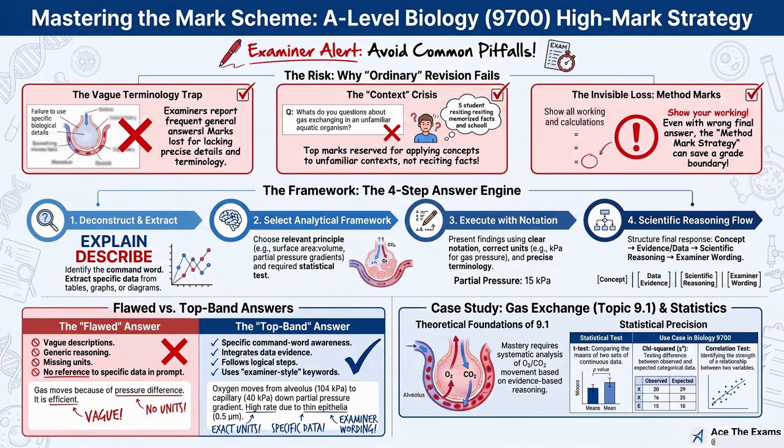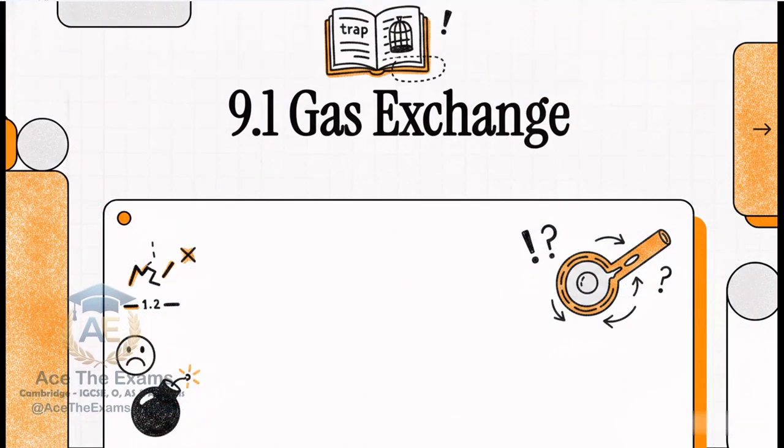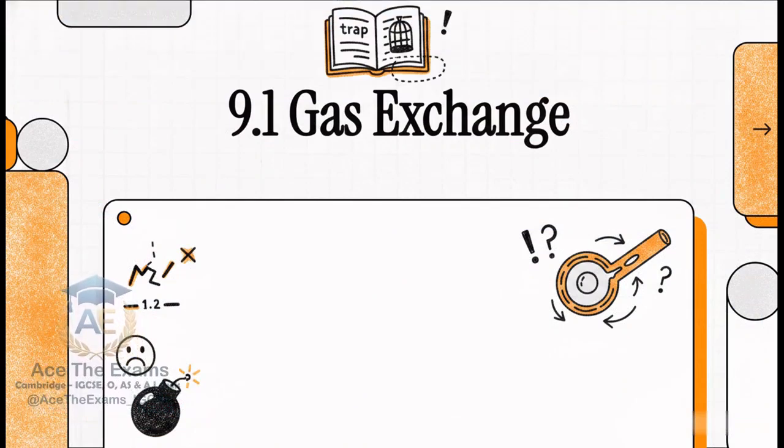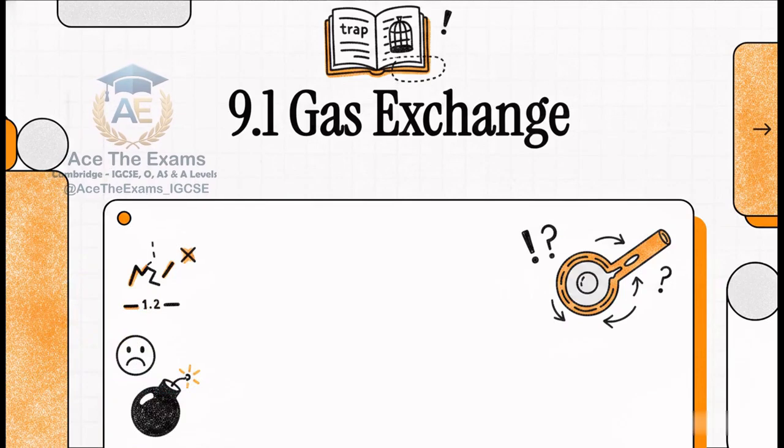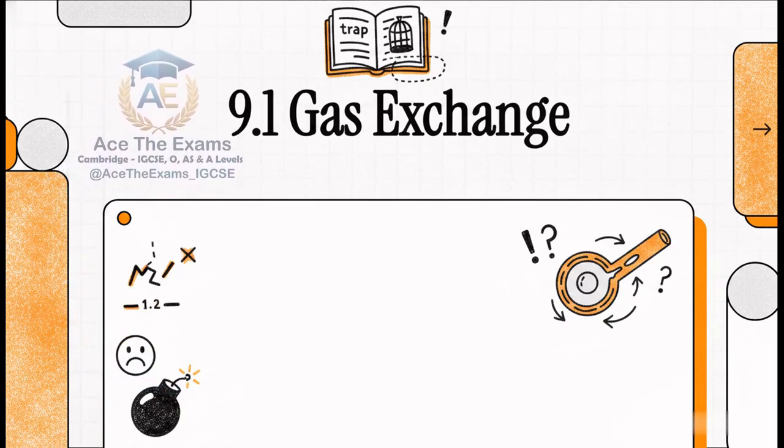Okay, 9.1 gas exchange, from mistakes to mastery. So, picture this. You walk out of the exam hall feeling incredibly confident, only to get your results weeks later and realize you missed the grade boundary by just 2 marks. Why? Because you fell into the exact same trap as thousands of other Cambridge biology candidates.